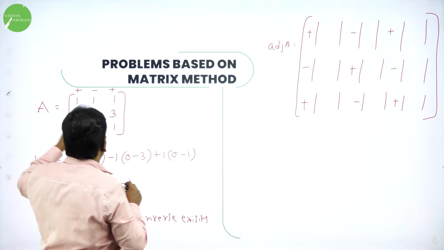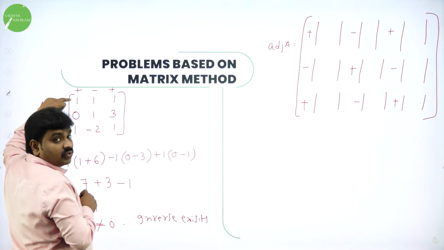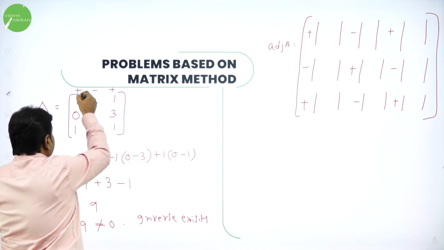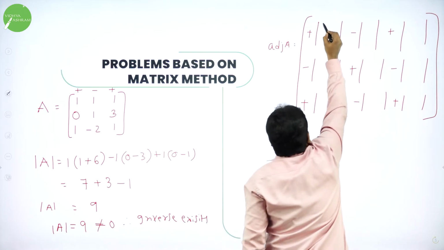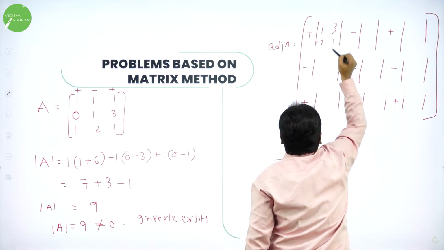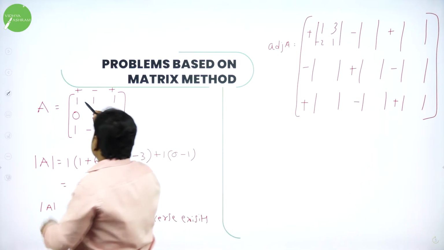So now the first row, first element. What is the first row first element? 1 1. Delete the first row and the first column, you will get 4 elements: 1 3, minus 2 1. I filled it. Then the first row, this is done.